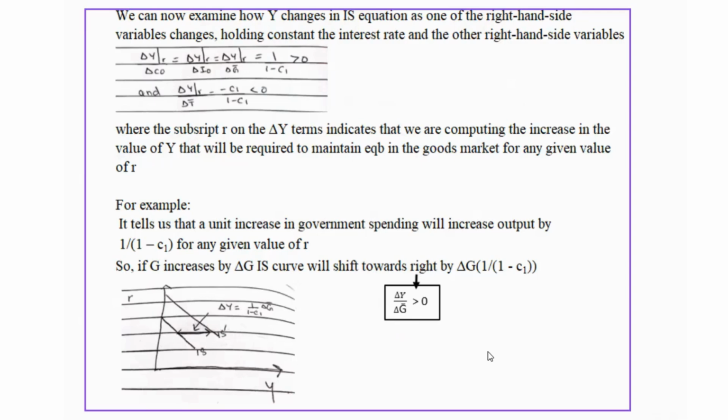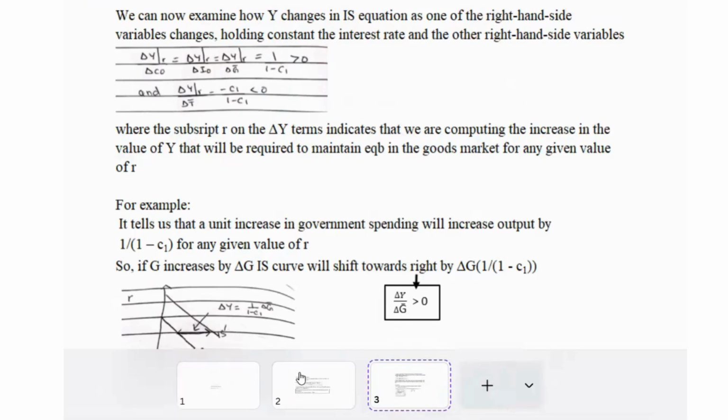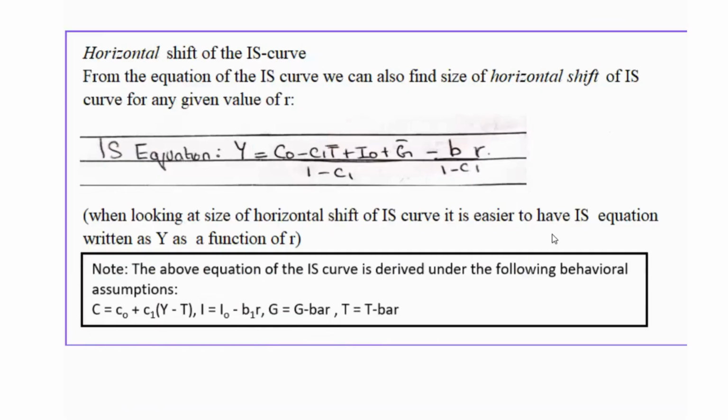So when you're looking at the horizontal shift in the IS curve, the goal is that from the equation of the IS curve, we just need to see how much Y would change for any given value of R. So that's the whole goal here.